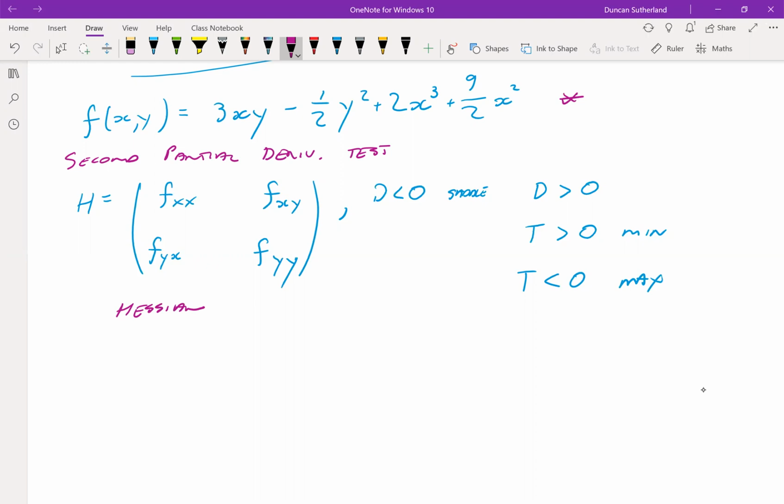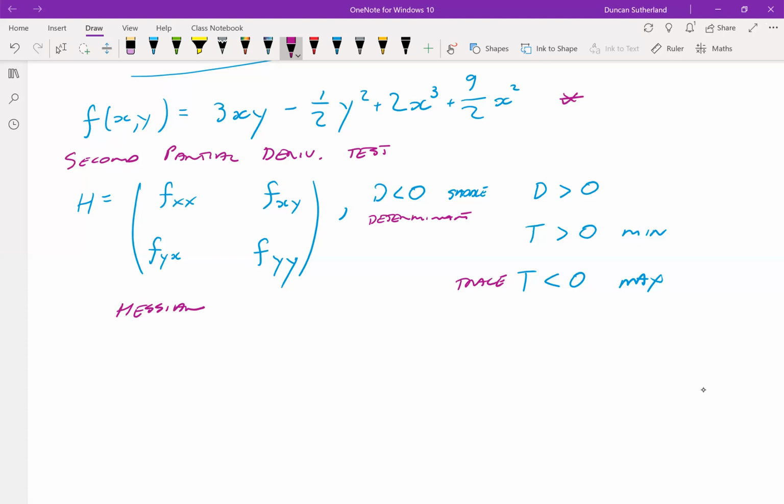And then we evaluate the determinant. If the determinant's negative, we've got a saddle point. If the determinant's positive, we've either got a minimum or a maximum, and we've got to evaluate the trace to figure out which one we've got.